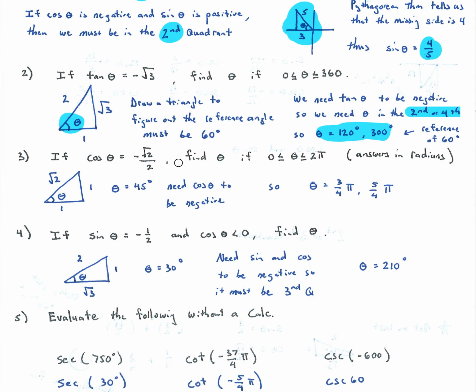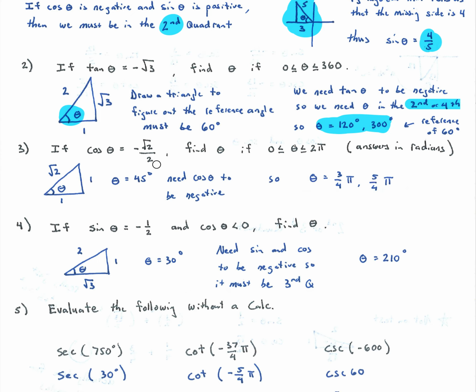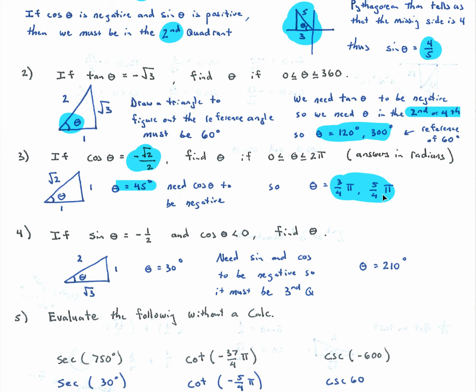Very similar over here. Cosine of negative radical 2 over 2. Well, think about a 45, 45, 90 triangle. Cosine of 1 over radical 2. Again, 1 over radical 2 is radical 2 over 2. However, we want cosine to be negative. So we know we have a reference angle of 45, but we need cosine to be negative. So then we have to be in the second and third quadrant. So what angles in the second and third quadrant have a reference angle of 45? Well, we got 3/4 pi and 5/4 pi. Those are in the second and third quadrant. That's where cosine is negative, and cosine of 45 degrees is radical 2 over 2.